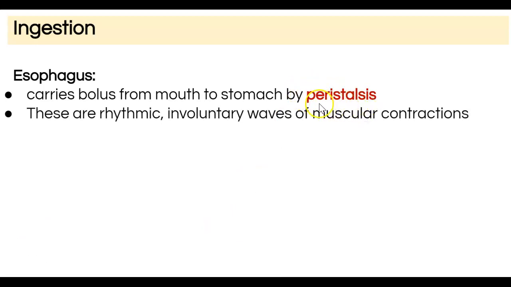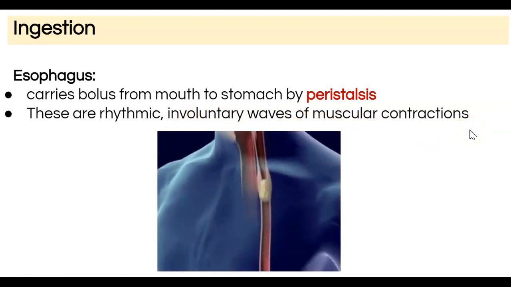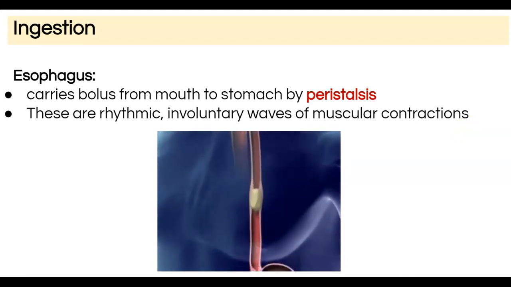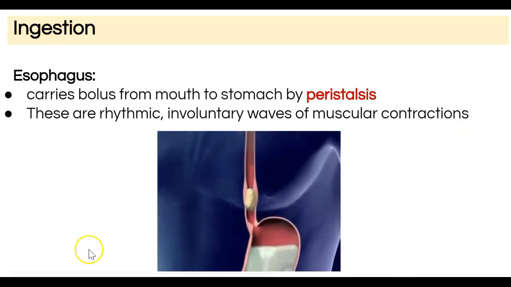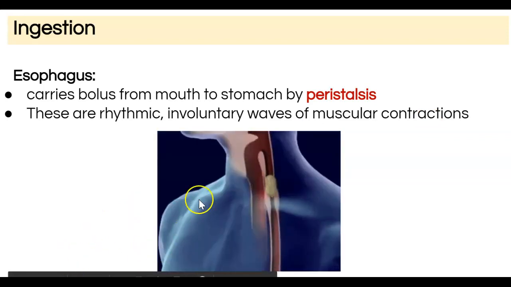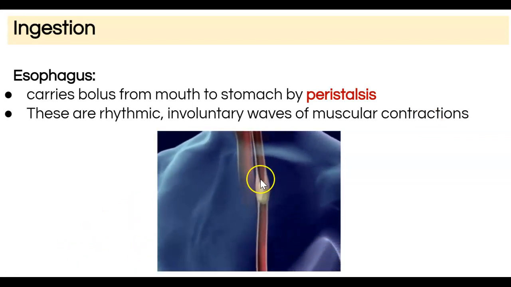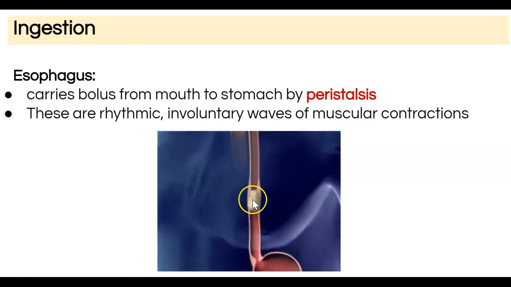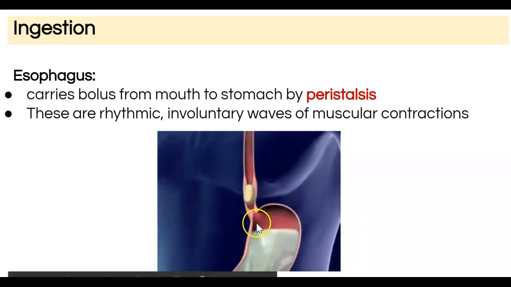Okay, so I'm going to show you a few pictures to help you visualize this. But this is rhythmic, which means there's a rhythm to it. It's periodic. It happens in waves that we don't control, hence the involuntary. And they're waves of muscular contractions. So here's a good first look at it. It gets simplified, where you can see, just look really closely at the muscles on the side, pushing that bolus of food down.